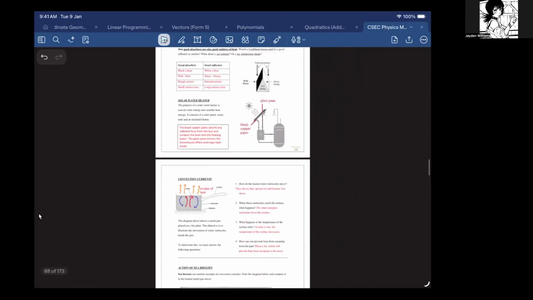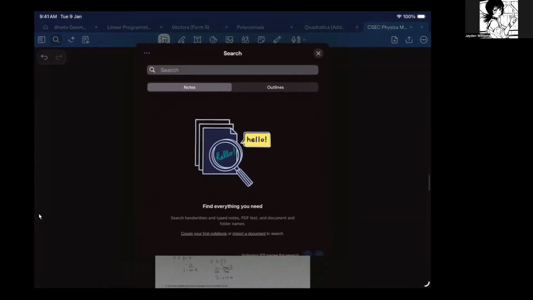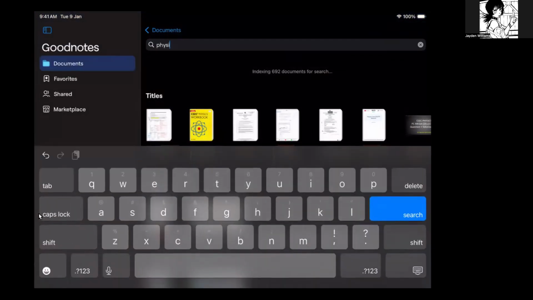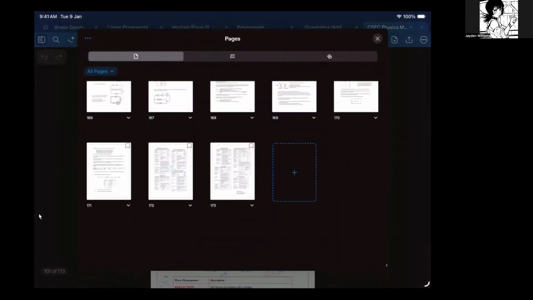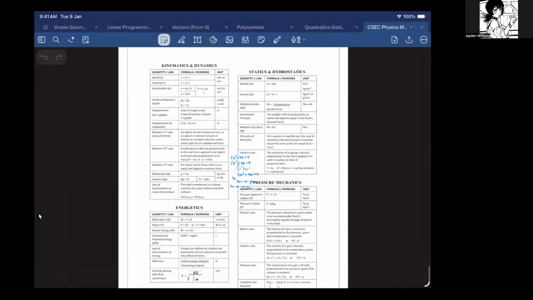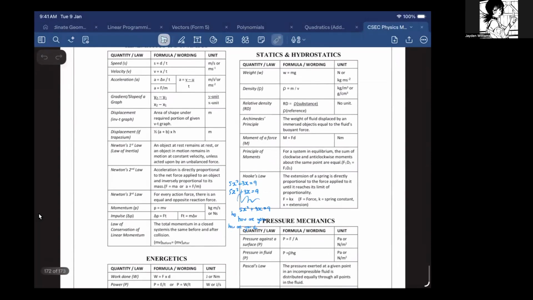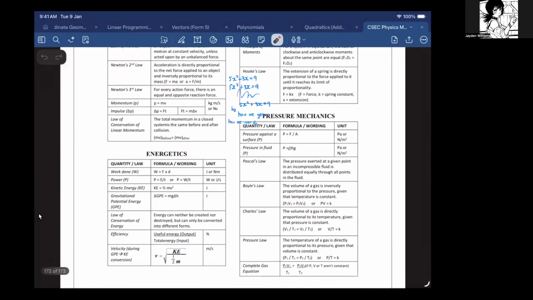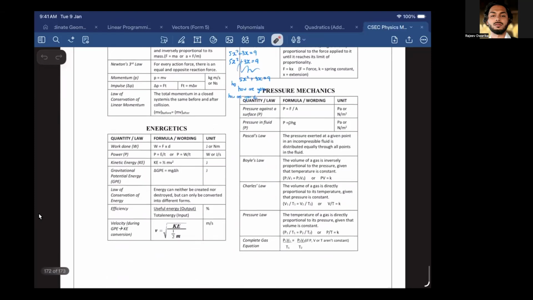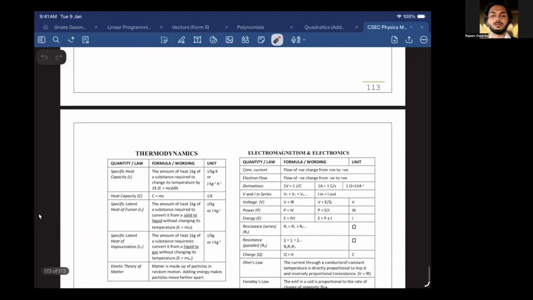I had sent you all a summary of everything that you needed to know. Yeah, the folder, I believe. So kind of went through that. Newton's first law, Newton's second law, Newton's third law, law of conservation of linear momentum. You need to know about Archimedes' principle, principle of moments, Hooke's law, law of conservation of energy, Pascal's law, Boyle's law, Charles' law, pressure law. I think I mentioned Hooke's law, yeah. You need to know Hooke's law.